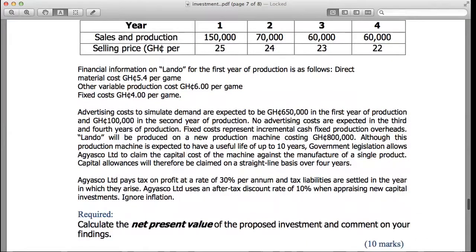Financial information on Lando for the first year of production is as follows. Direct material cost 5.4 per game. Other variable costs is 6 per game. So what will be the total variable cost? Material is 5.4. Then other variable production cost is 6. So in all, the variable cost of production is 11.4 per game. Agreed. Then you'll be multiplying it by the production units. Sales and production units to get it. Okay.